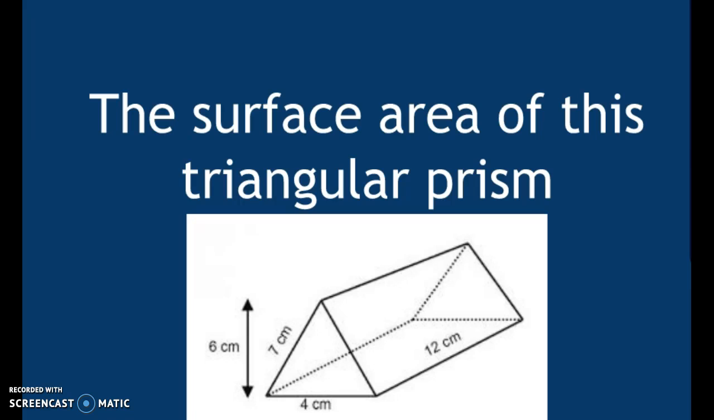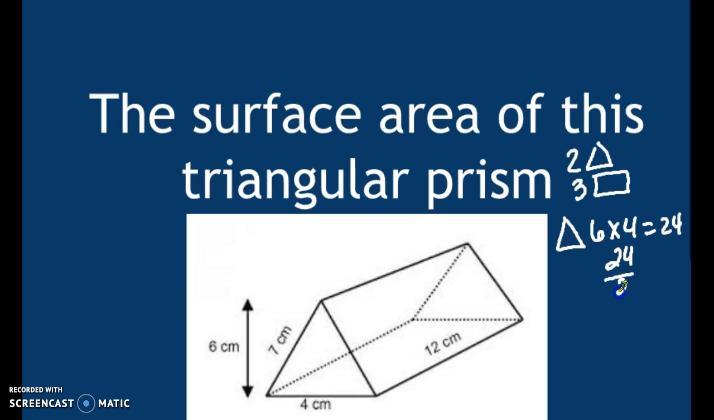The surface area of this triangular prism, so we have 2 triangles and 3 rectangles. For my triangles, the height is 6, the base is 4. 6 times 4 is 24. Divided by 2 because it's a triangle, that's 12. So both triangles are 12 centimeters each.